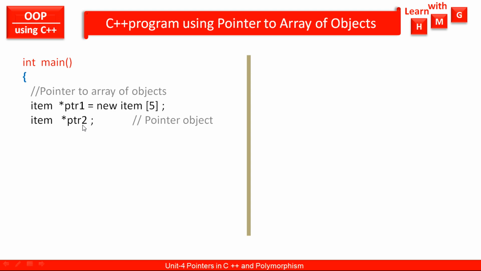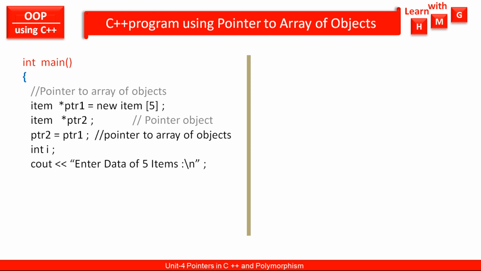Now let us initialize ptr2 with the value of ptr1. So ptr1, which is currently pointing to the first element of the array of objects, has the same address assigned to ptr2 also, and now both pointers are pointing to the first element of the array of objects. Now let us declare one index variable i for setting the loop. I will display the message, enter data of 5 items, and set the loop for 5 iterations: i equal to 0, i less than 5, and plus plus i. So it will vary i from 0 to 4.